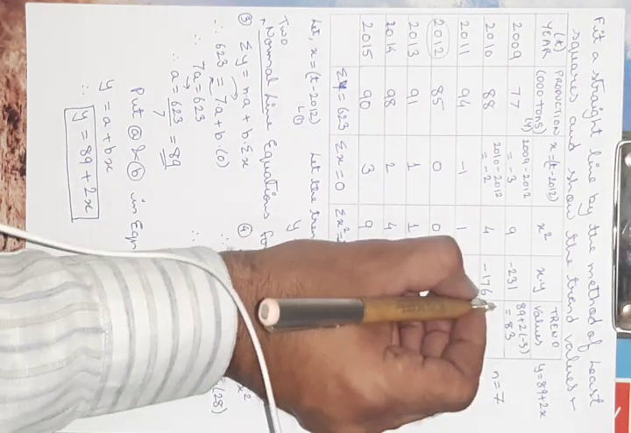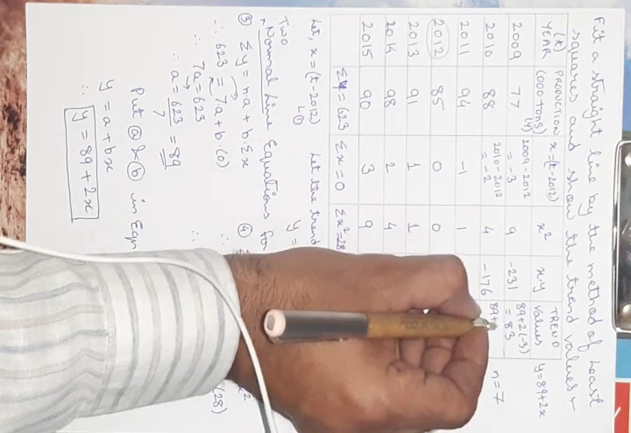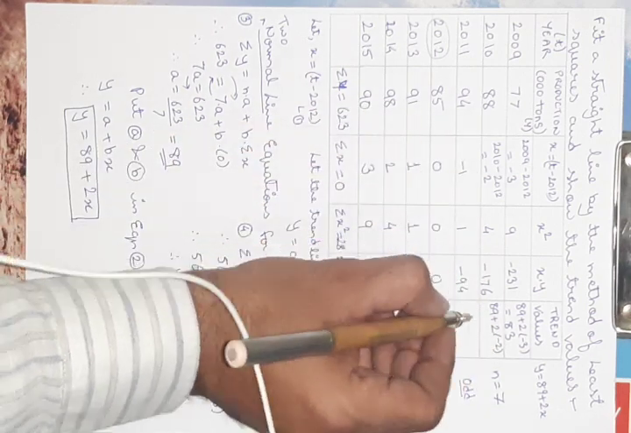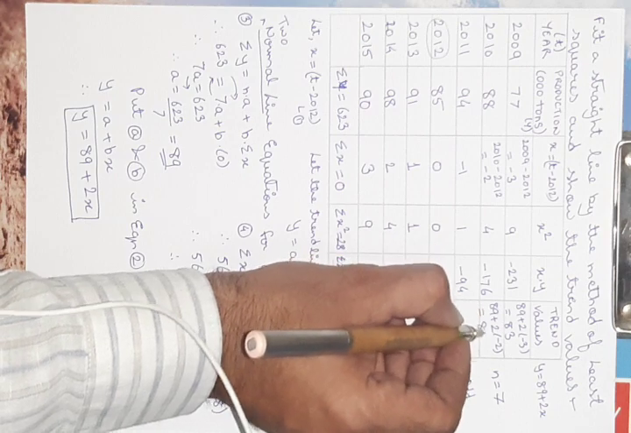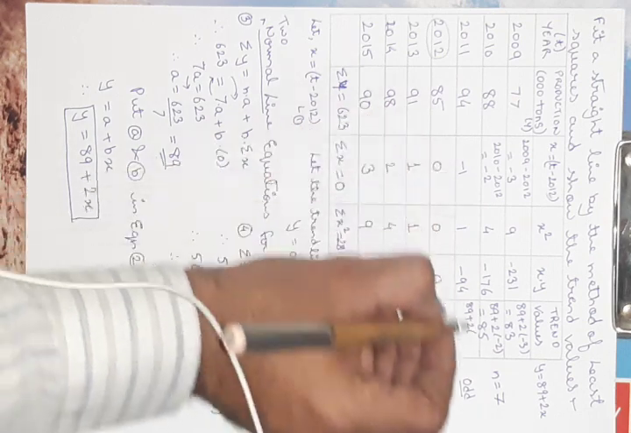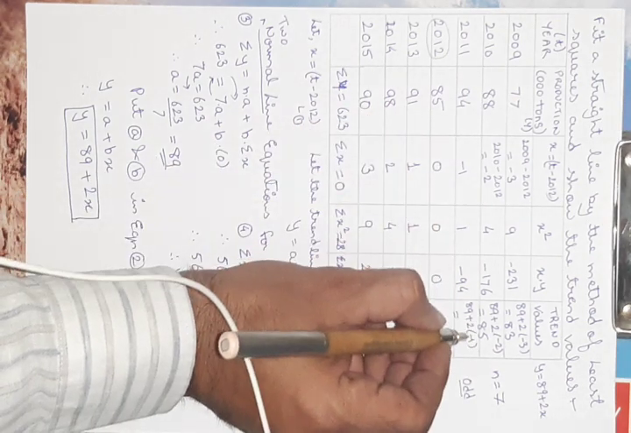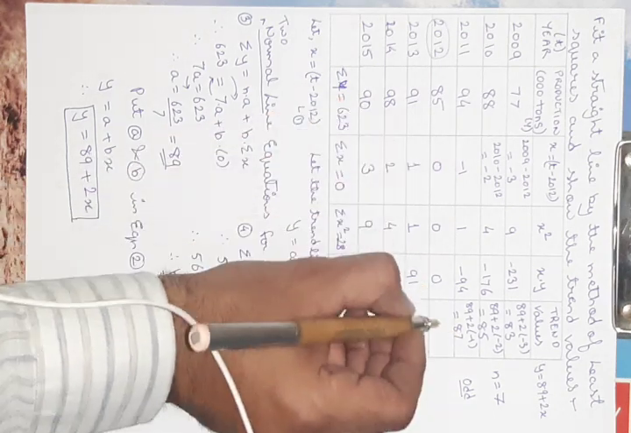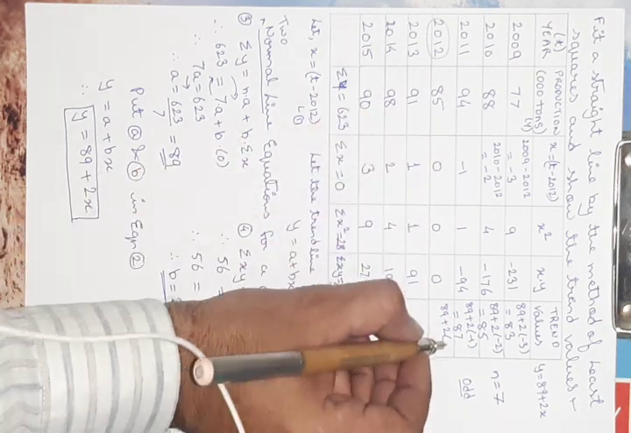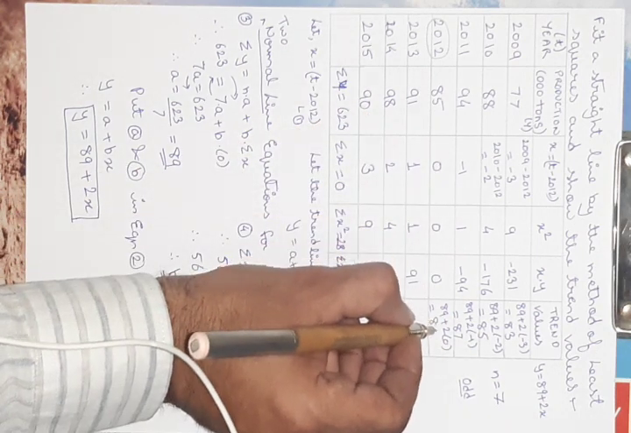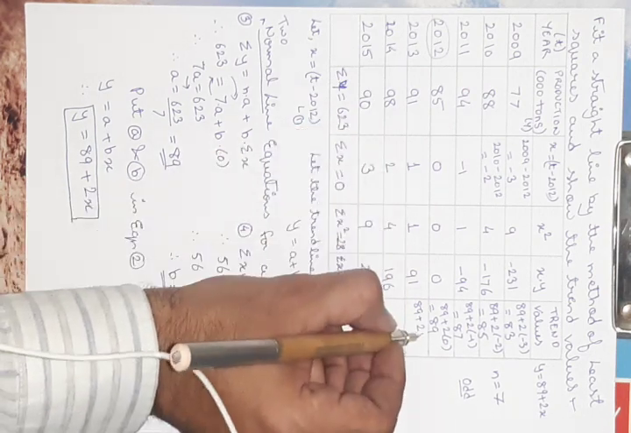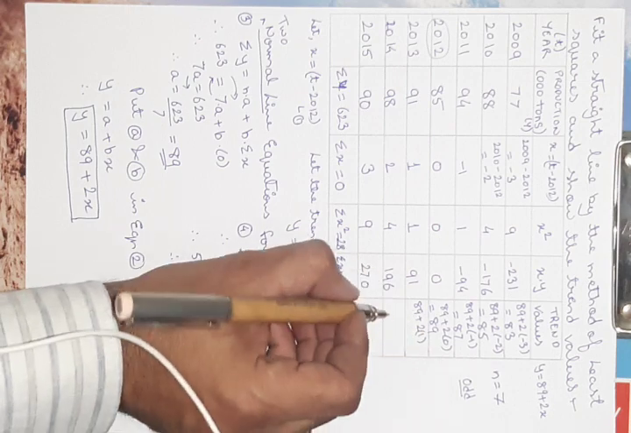Next, similarly 89, just go on putting the values of x. So here the value of x is minus 2. So you'll get this particular value as 85. Next will be 89 plus 2 into x. What is x? This is minus 1. So this will be 89 minus 2, that is 87. Next will be 89 plus 2 into x. What is the value of x? This is 0. So this will be 89. Next 89 plus 2 into x. What is x? That is 1. So 89 plus 2, that is 91.